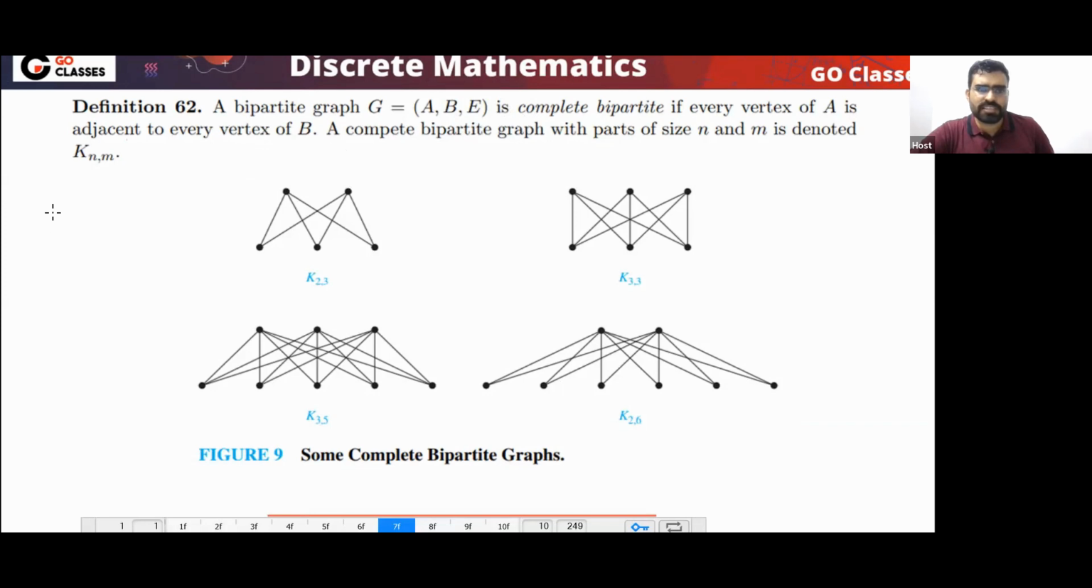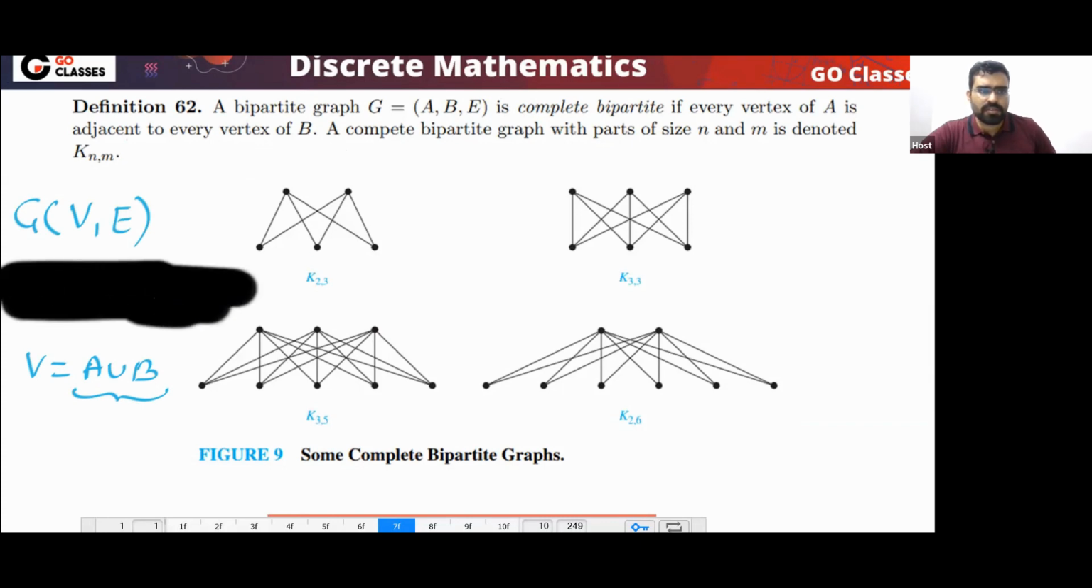A graph is a set of vertices and a set of edges, right? Now in a bipartite graph, this V is basically A union B. You have two parts in a bipartite graph. Remember, you know that we partition the vertex set into two partitions. So the bipartite graph we can write like this: G = (A, B, E).